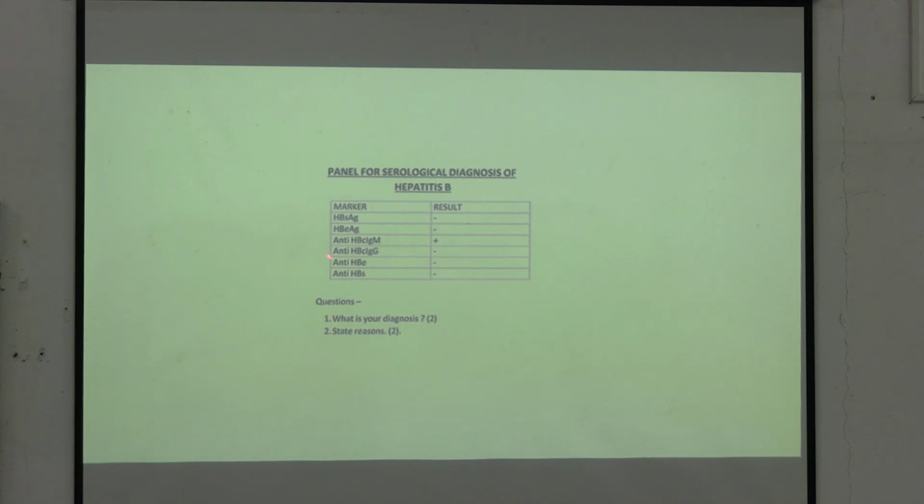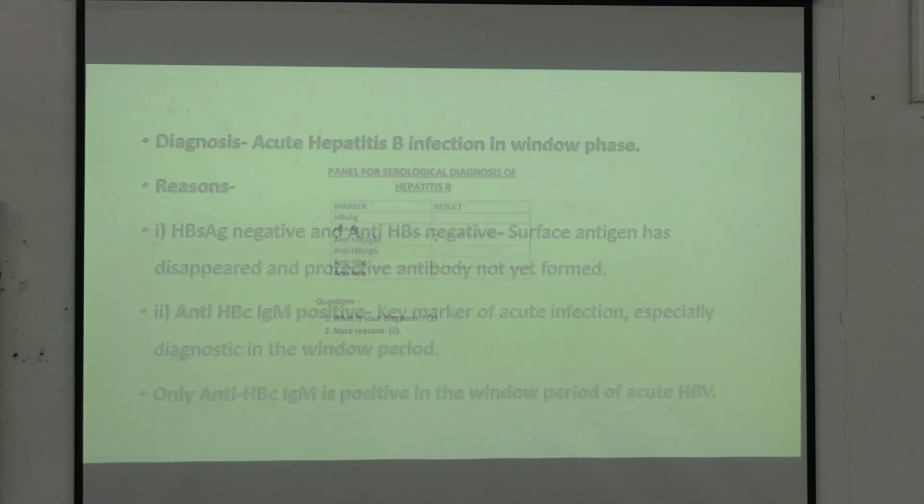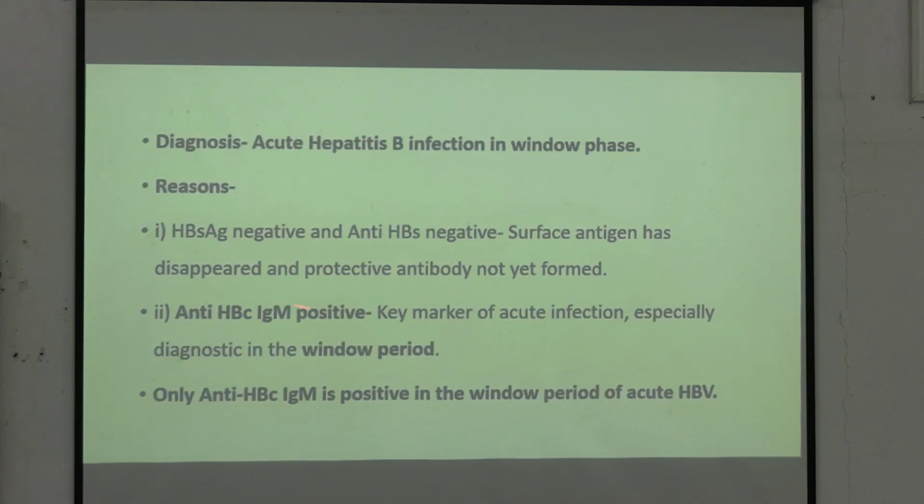Then only IgM is present, all others negative. So it is a case of acute hepatitis B infection in the window phase. In the window phase, we will find only IgM. HBs antigen negative and anti-HBs negative, surface antigen has disappeared and protective antibody not yet formed.